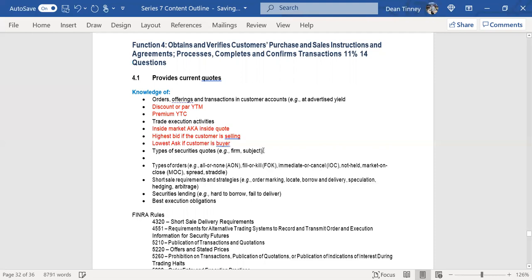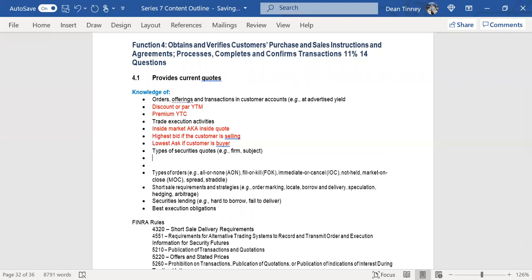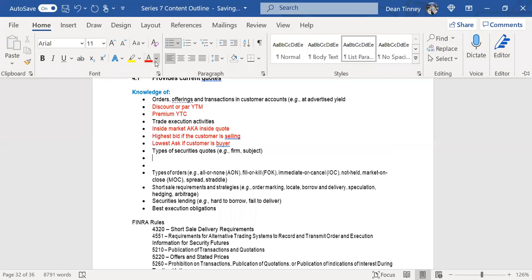Types of orders. Firm means that if I'm a market maker or a dealer in the security, and I give you a quote and I say 15, 10, 15... Well, let me get a different color here. I try to use different colors just so you can see what is a comment that Dean has made as part of the explication and what is actually the FINRA document that we're working from.